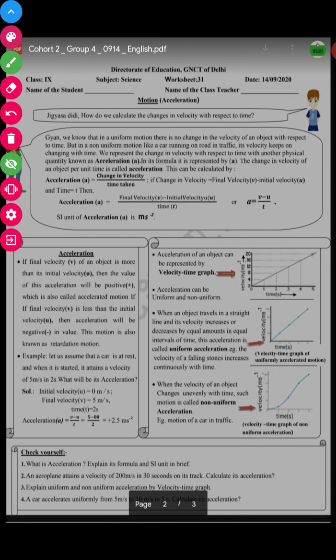So students, this is all about today's worksheet. Hope you understand it very well, and if you really do, do your worksheet as early as possible, submit it to your teachers, and enjoy your study.